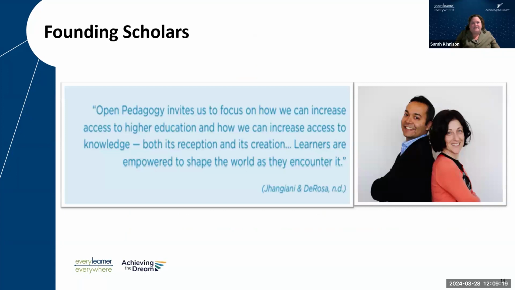So next the guide discusses the founding scholars. For open pedagogy, Rajiv Jhangiani and Robin DeRosa are pioneering scholars of the open pedagogy movement. They value the potential of open pedagogy to increase access to higher education and to allow learners to become co-creators of knowledge. Through this instructional approach, faculty have a broad range of materials to use for implementing culturally responsive instruction, and students are empowered to become agents of their own learning experiences.